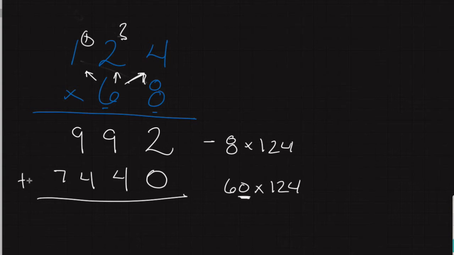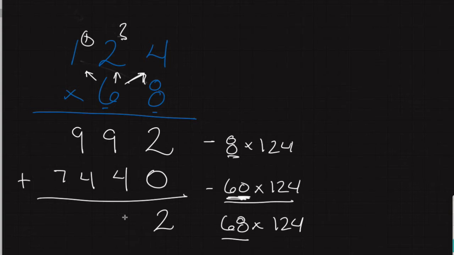All right. Now I'm going to add these two together, and that should give me 68 groups of 124. See, we counted them 8 times, then we counted them 60 times, and if I add that together, that will give me 68 times, or I counted them 68 times.